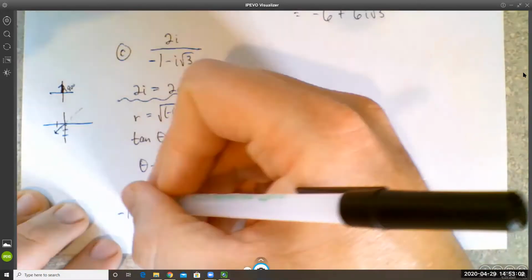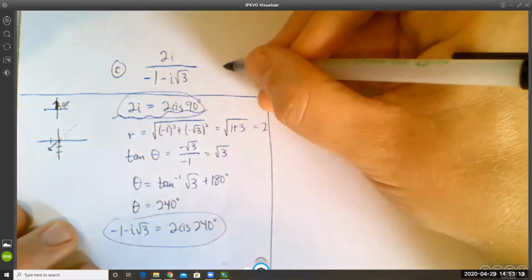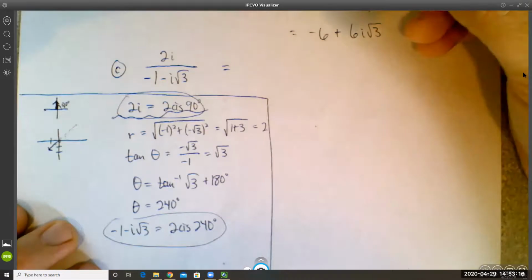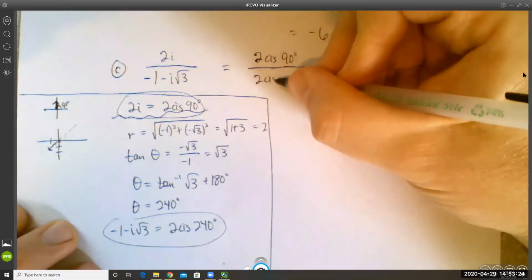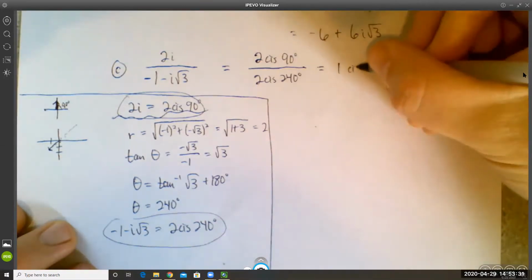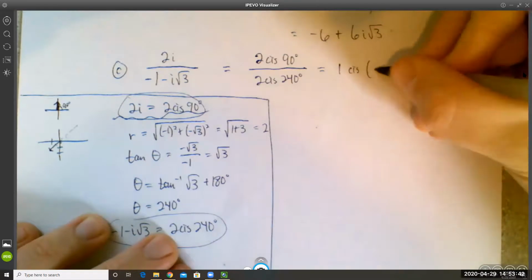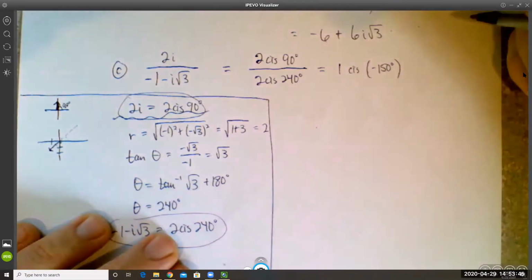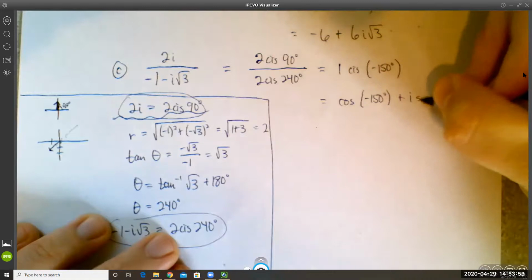So with that scratch work out of the way, we can go ahead and do the quotient now. So this all was some scratch work. Now let's actually do the quotient. This is going to be 2 cis 90 degrees over 2 cis 240 degrees. Well, 2 divided by 2 is 1. 90 minus 240. Oh, what? 240 minus 90 is 150. So I guess this would be negative 150. Okay, so that's going to be cosine of negative 150 plus i times sine of negative 150.